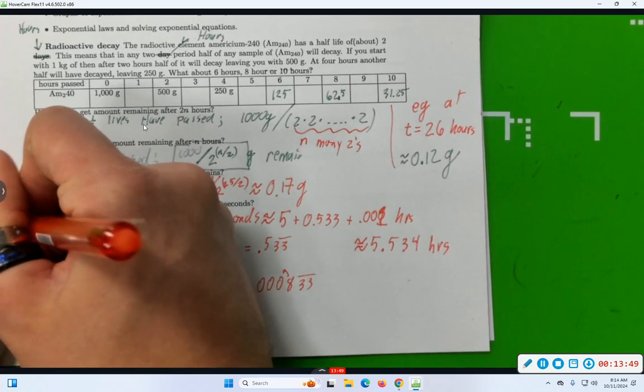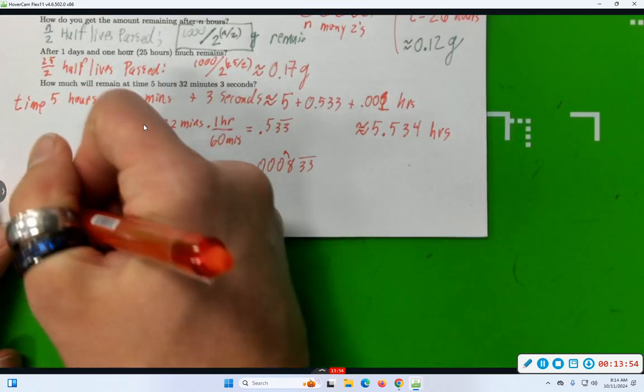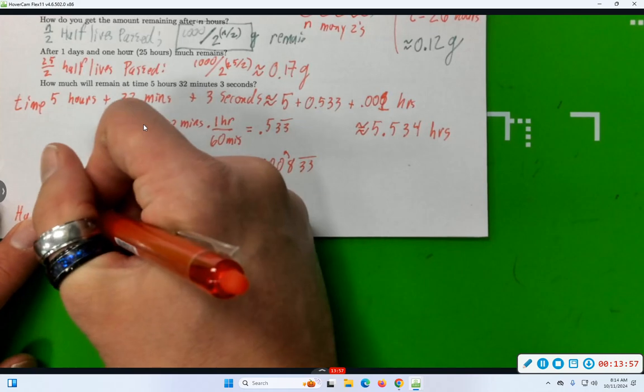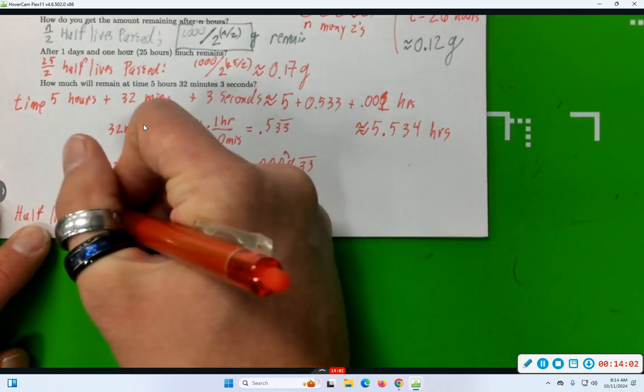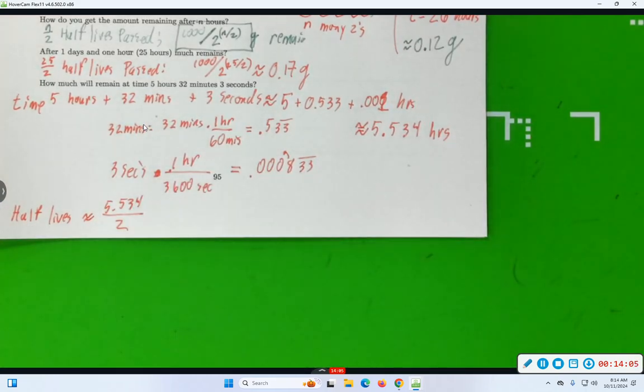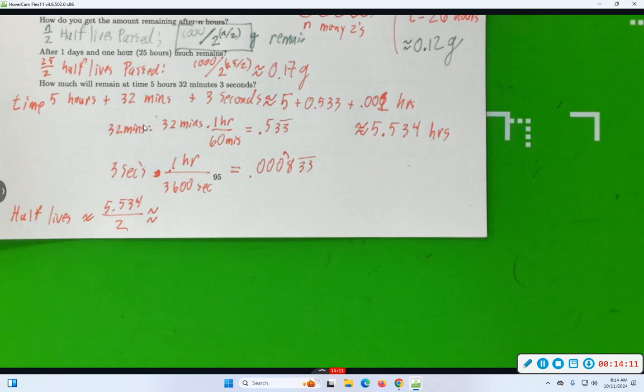So all that was computing the time passed. Let's figure out the number of half-lives. To get that, it's about 5.534 divided by 2. Every 2 hours makes a half-life. And do that division. Let's go out to the thousandths again. What do you get? I mean, I agree, it'll be somewhere around 2.5.